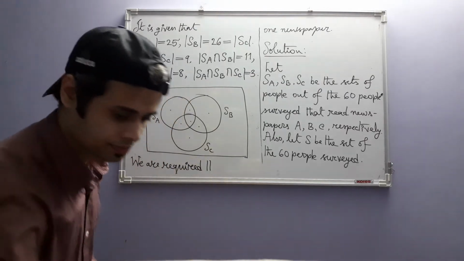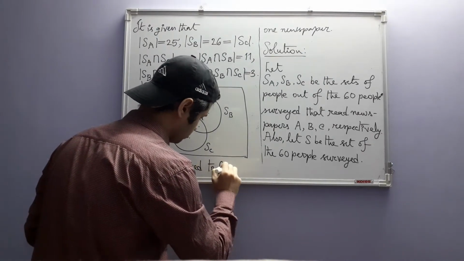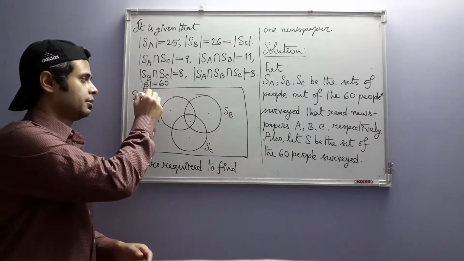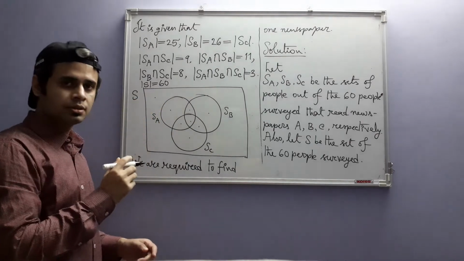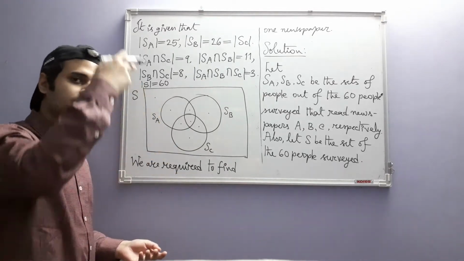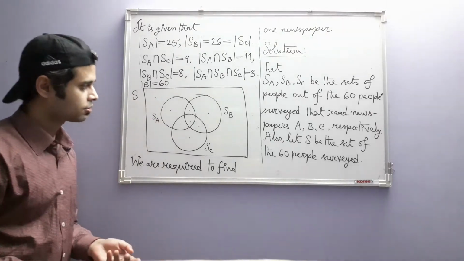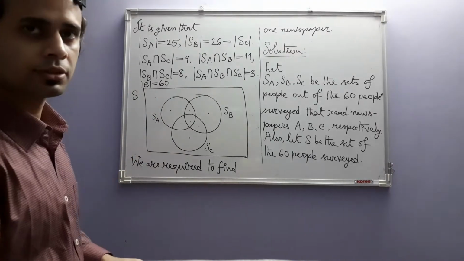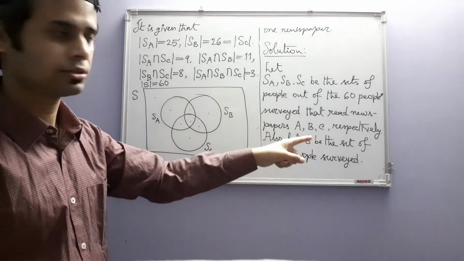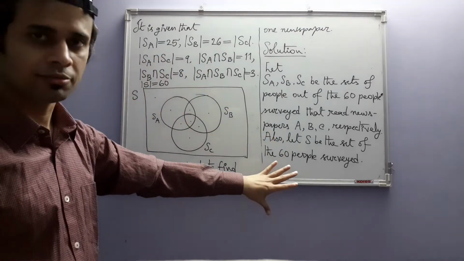required to find... note that someone can be here also who reads none of these three newspapers. That person may read some other newspaper or may read something else or may not read anything at all. So that option is also there. That's why it is given that a survey of 60 people has been done. So that number 60 is important. It is the number of all the people available.